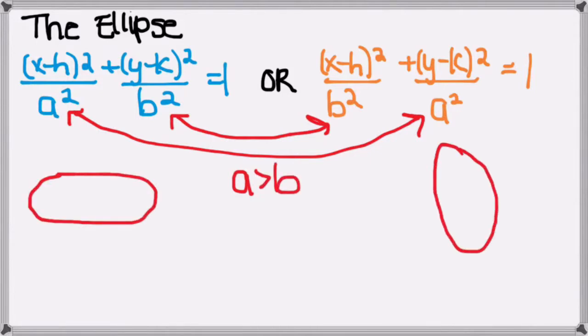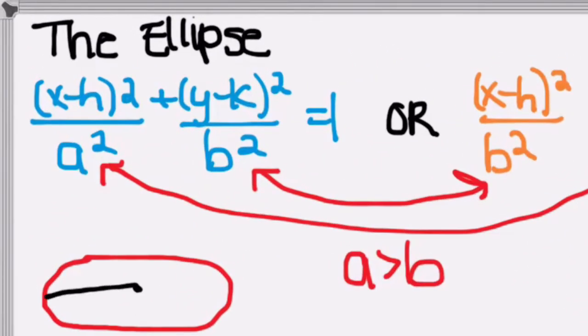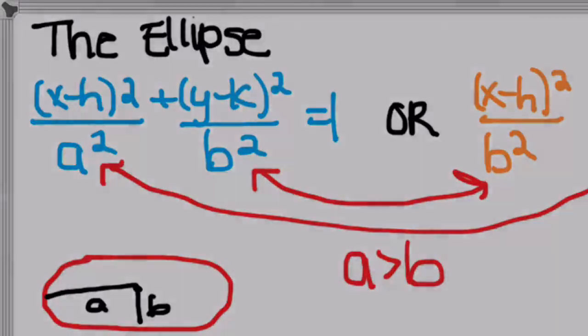A is always greater than b, and wherever the larger value is in the denominator, whether it's under the x squared term or the y squared term, determines whether it's going to be an ellipse that's wider on the horizontal axis or wider on the vertical axis. And just to show you on their little diagrams here, the a value versus the b value.